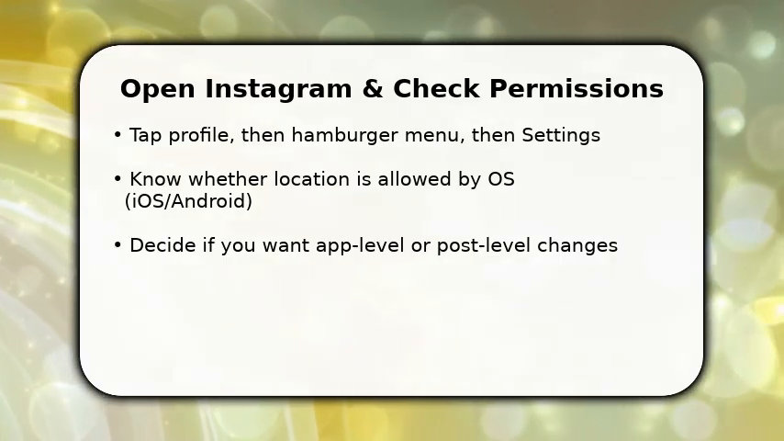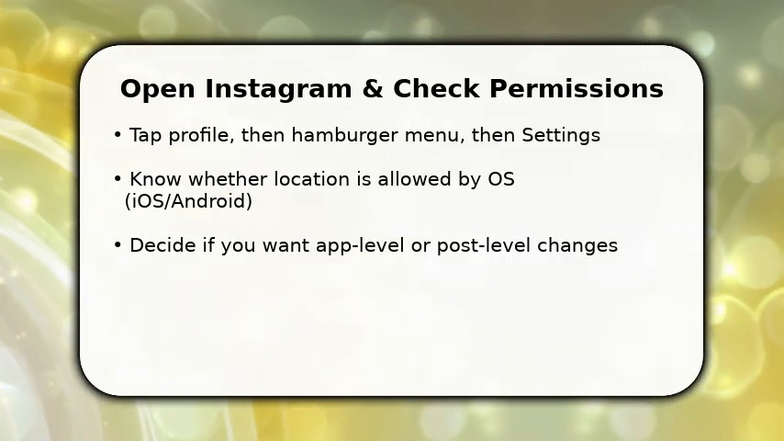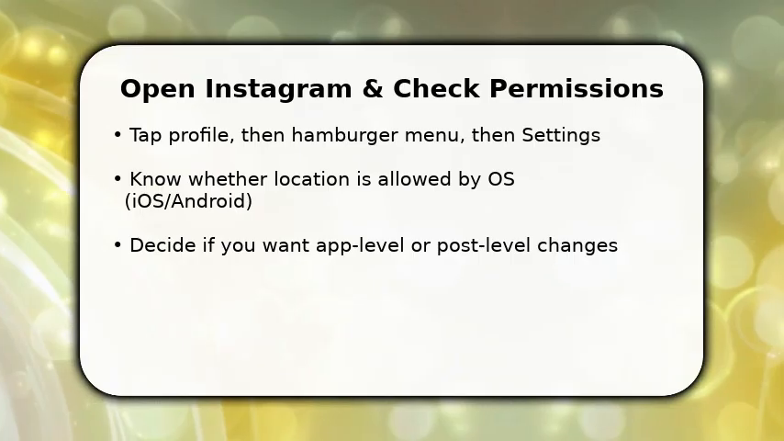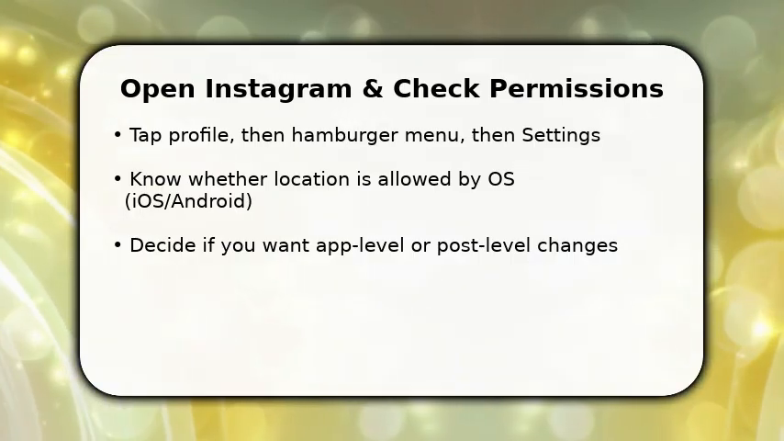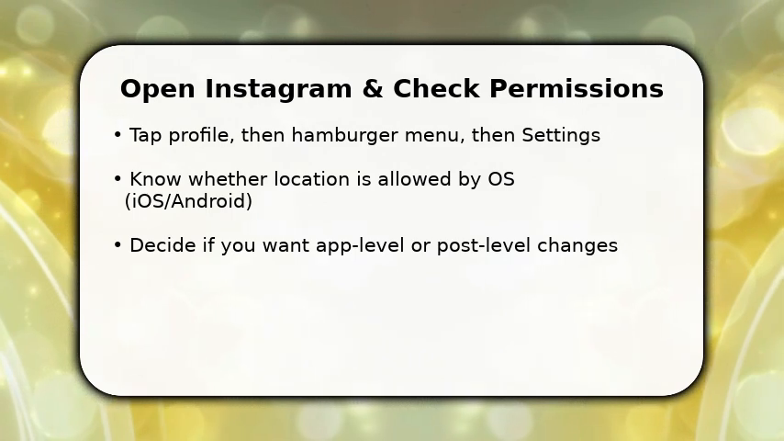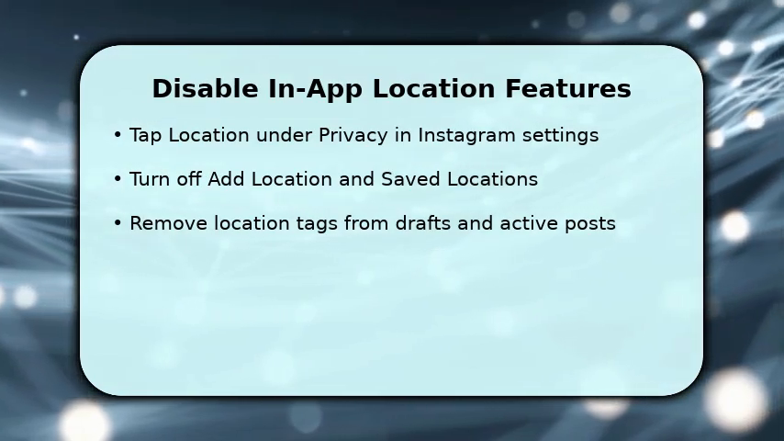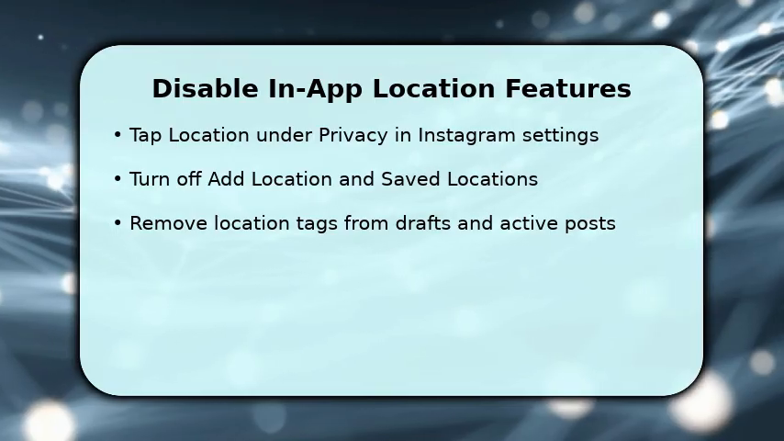Make sure to note whether your device shows location access as always, while using, or never, because that determines the next steps you'll take in the app settings. Once in location settings, you turn off any toggles for add location or use location in stories and posts. This prevents future posts from auto-tagging where you are.